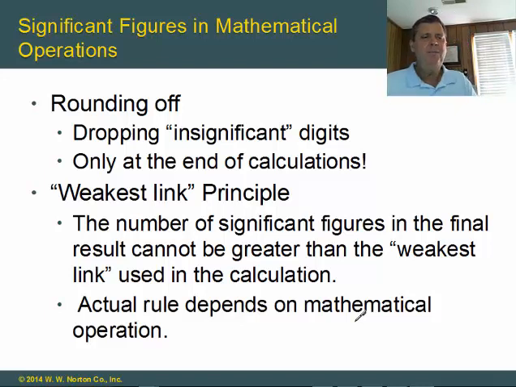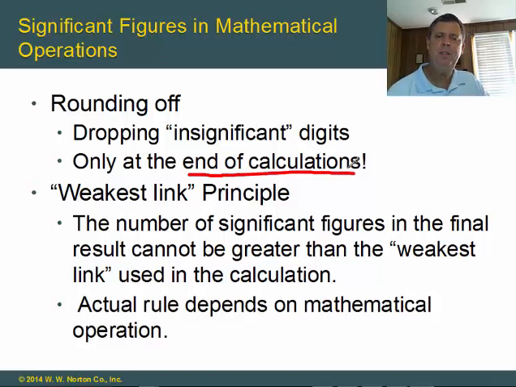Rounding off, this is debatable. The book says this. I'm not that critical on rounding off only at the end of calculations, dropping insignificant digits. A long time ago, before the invention of calculators, all people rounded off at the same time. Every step of a calculation, you rounded off and proceeded on.